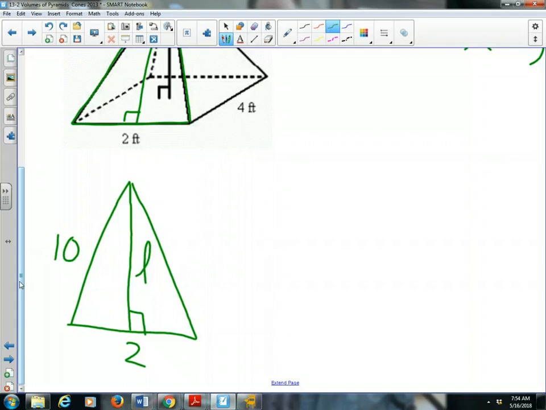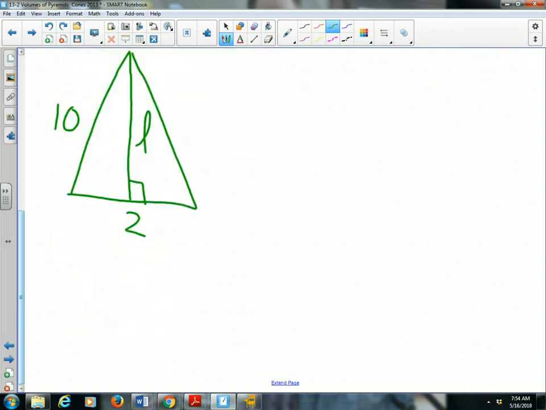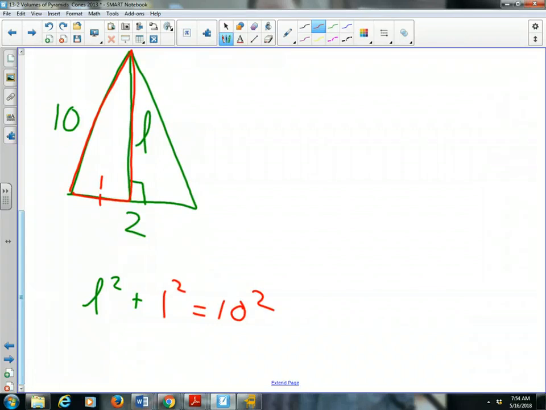So I'm going to find this distance L by using the Pythagorean theorem. So we would have L squared plus, right here is the right triangle that I'm talking about. So this distance is 1. So L squared plus 1 squared equals 10 squared. The reason why this distance is 1 is because it's half of the whole base of the triangle, which is 2.